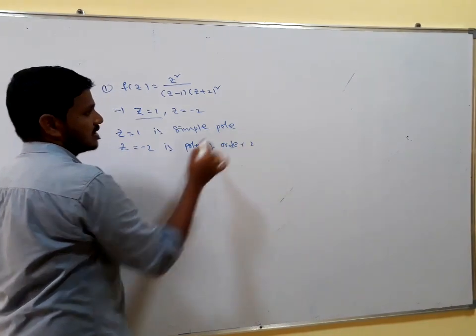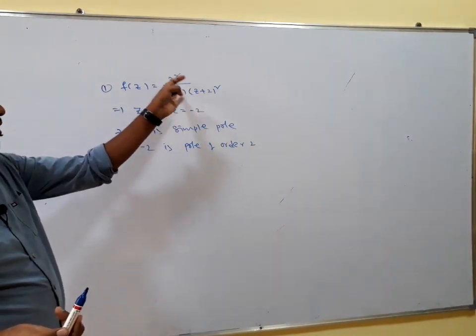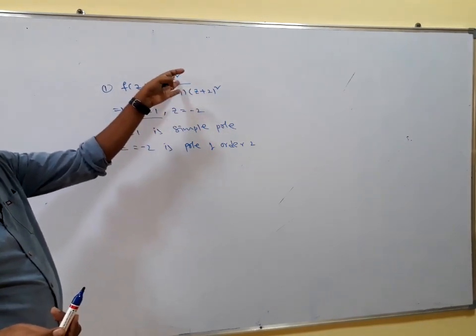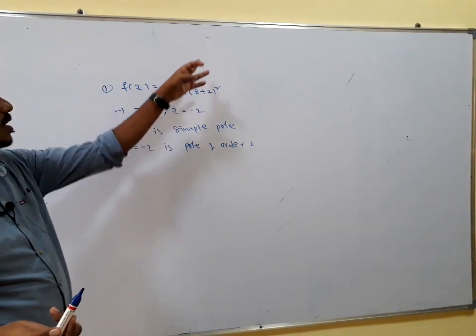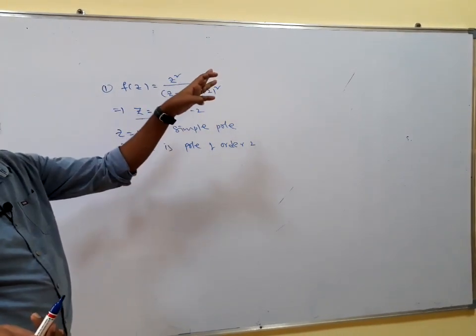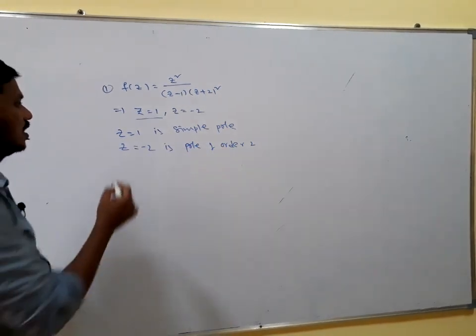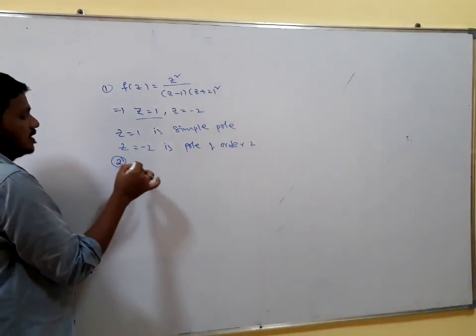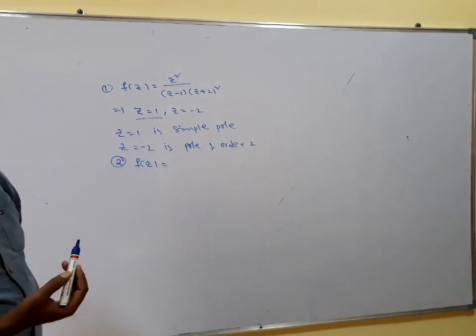If you are expanding this in a certain region, you will get the two terms, right? Or if you go for the partial fractions also, z square divided by (z minus 1)(z plus 2) whole square is equal to a divided by z minus 1 plus b divided by z plus 2 plus c divided by z plus 2 whole square. It contains two terms in the principal part, that's why we say that it is a pole of order 2. The other is a simple pole.